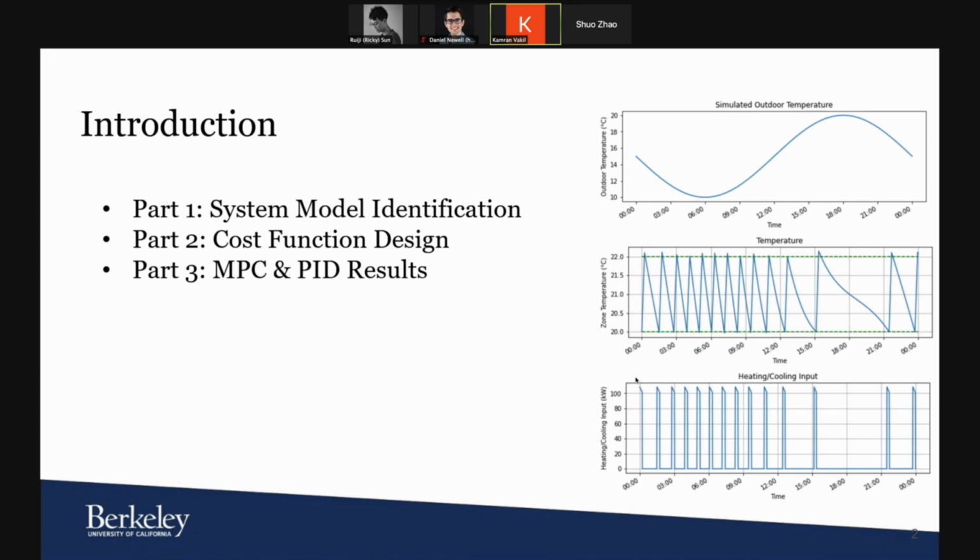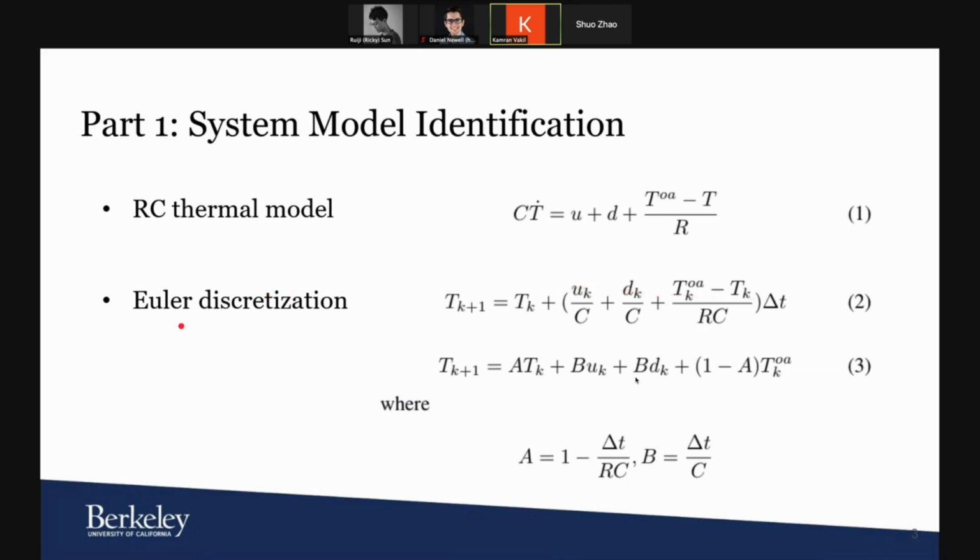As such, we designed an MPC controller, which can be split into three parts: system model identification, cost function design, and our results versus a PID controller. First of all, we need to figure out what is the system model for the MPC. We use RC circuit analogy to represent the heat transfer equation of a building. Then we discretize this equation and transform it to a simpler expression using A and B.